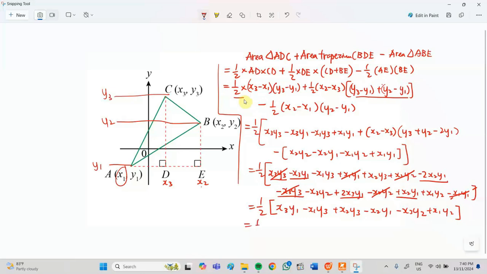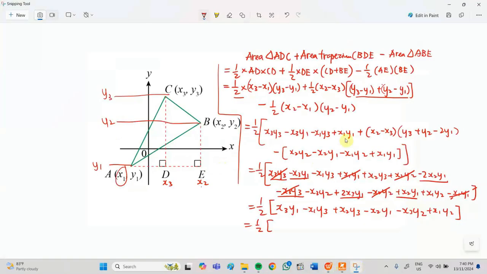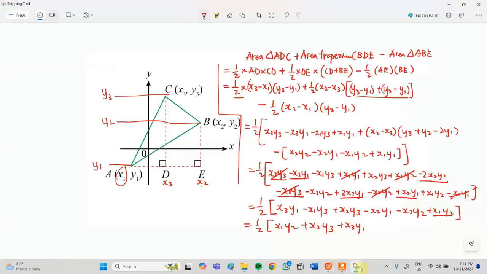And now you rearrange this such that it satisfies the given formula. If you look back at the formula, it starts with x1 y2, x2 y3, x3 y1. If we refer to this, it is negative, and then the whole three terms here. So we have a negative here, and you have this. And hence this is the formula given.